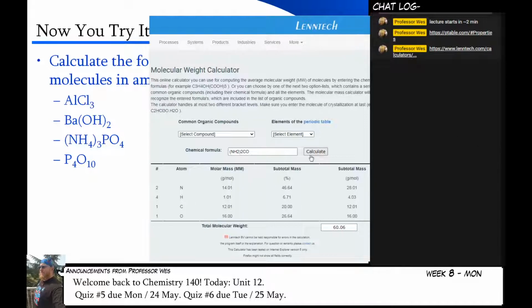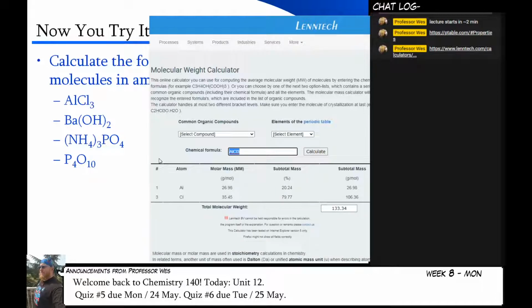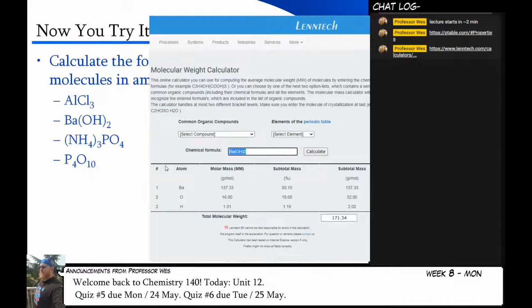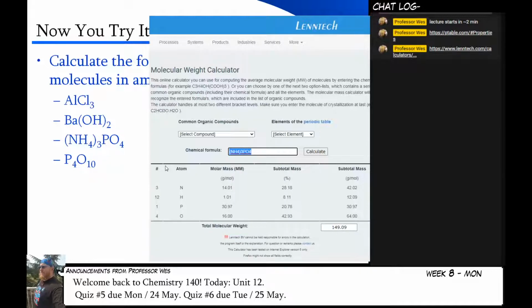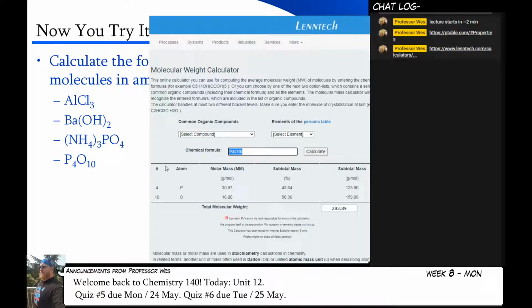All right, so I'm just going to type these in here. Let's do aluminum chloride. I got 133.34 for that. I'm not going to write it down, you can just see it on the screen. For barium hydroxide, make sure you put parentheses around the OH. You should get 171.34. And then ammonium phosphate, I get 149.09. And then finally P4O10, 283.89.